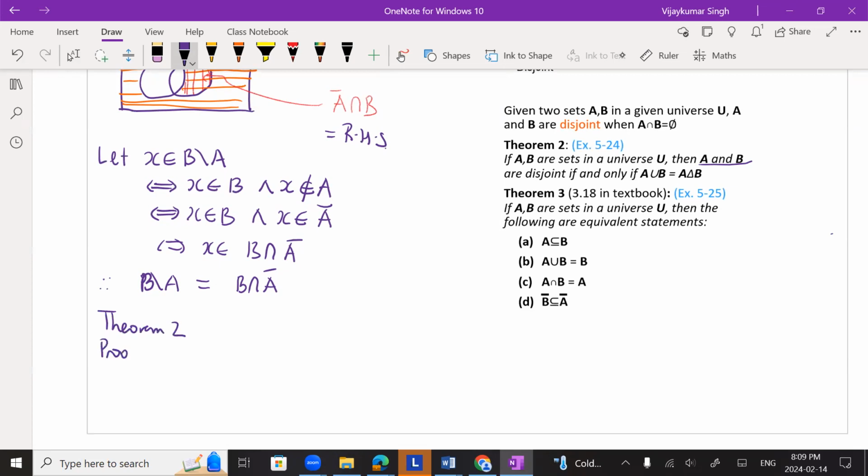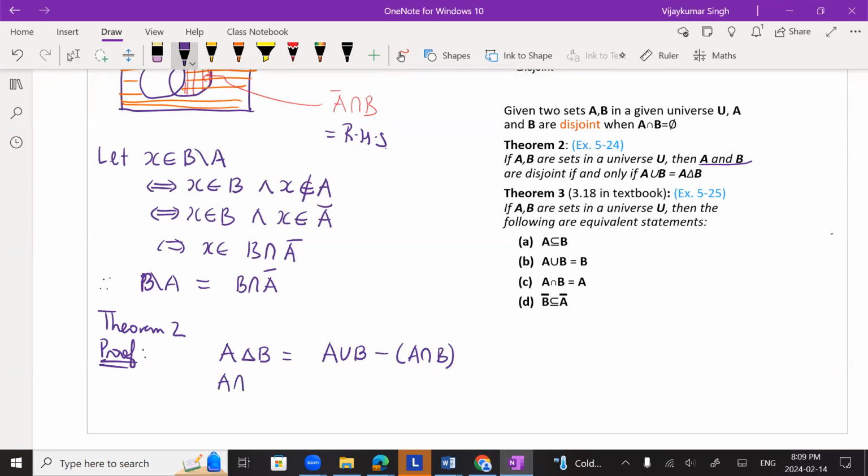Let me write down the proof. All the theorems are always accompanied by a proof. The solution to the theorem is called the proof. Now, let's see, what is A delta B? It is A union B minus A intersection B. Do you agree?